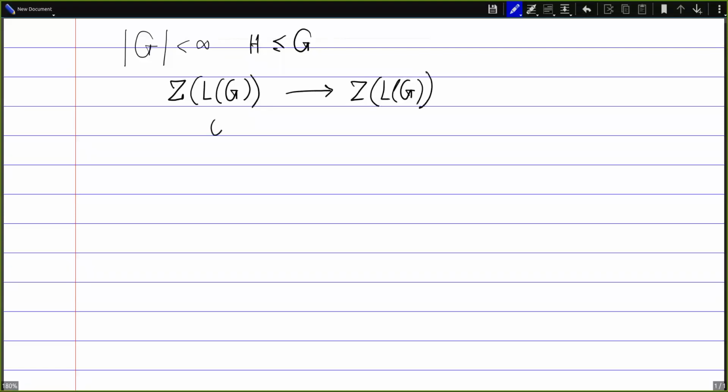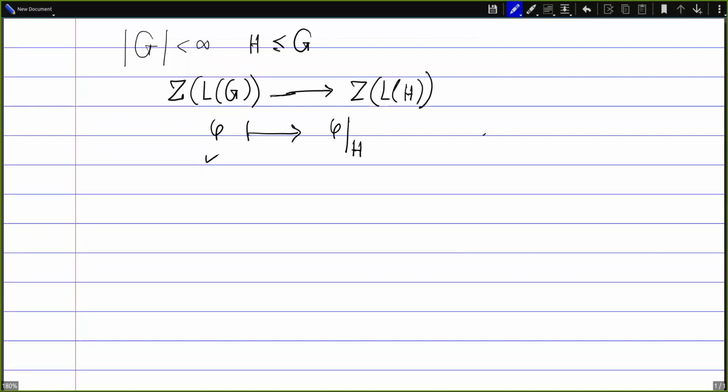The map is simply, we shall take a phi here, a function. So it's a function defined over G. We simply restrict that function to H. So now, it's easy to see that if phi is a class function here, then phi restricted to H is also a class function on H.